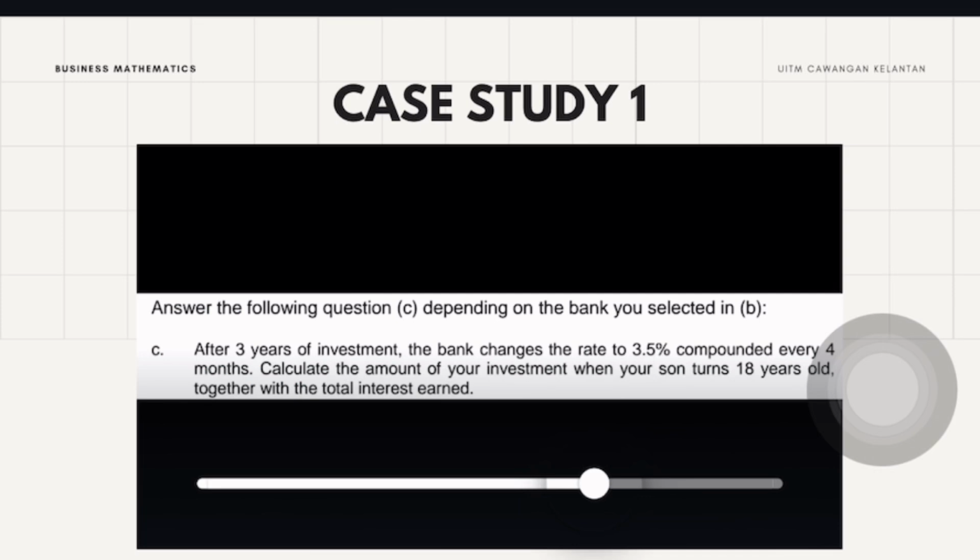The last question. Okay, now moving on to the last question, which is C. After 3 years of investment, the bank changes the rate to 3.5% compounded every 4 months. Calculate the amount of your investment when your son turns 18 years old, together with the total interest earned. Okay, let's look at the solution, alright?